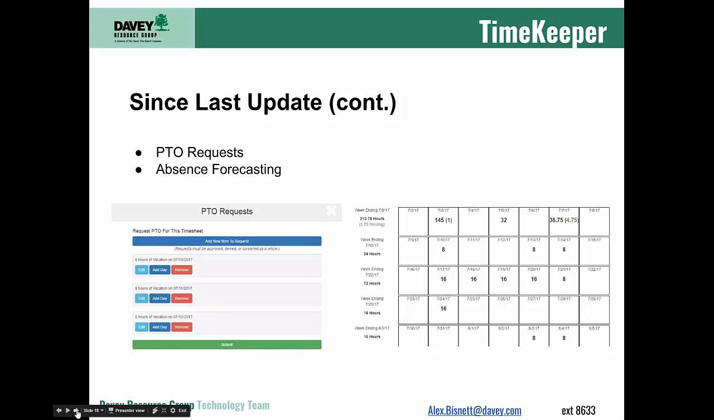With these requests being recorded electronically now, we were able to add another feature to the system to forecast the team's future absences. Supervisors can see a calendar showing when members of their team have approved or pending hours off, so that they hopefully have time to fill those hours before they pass.